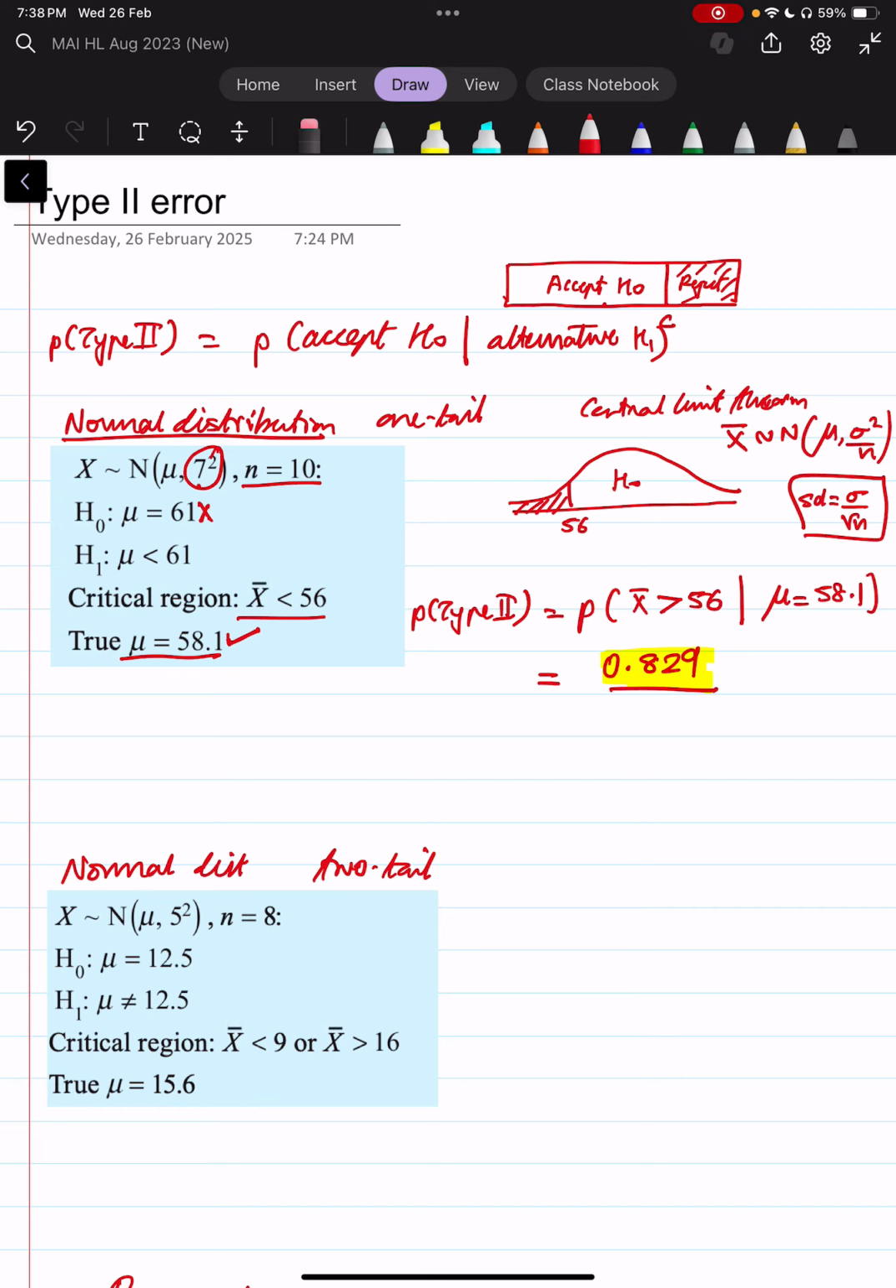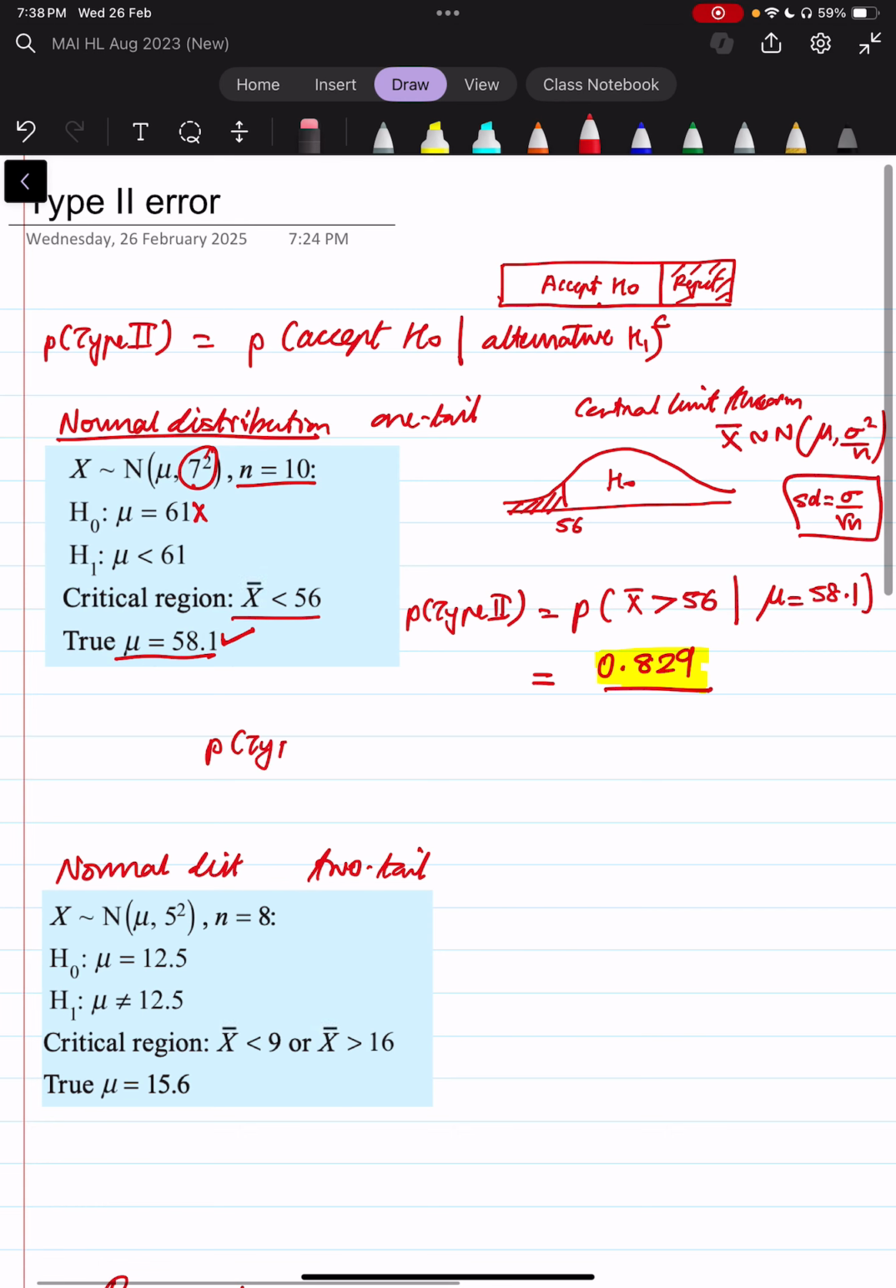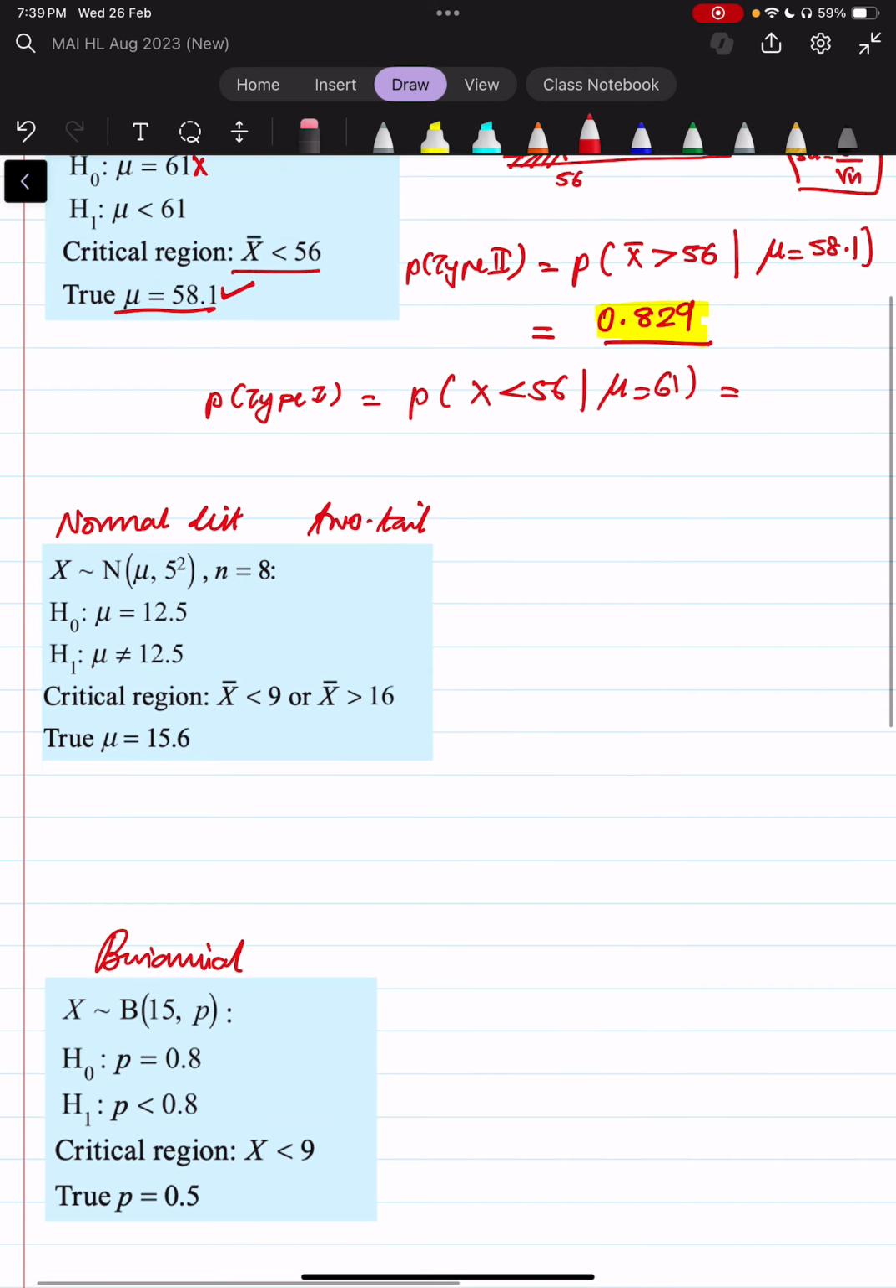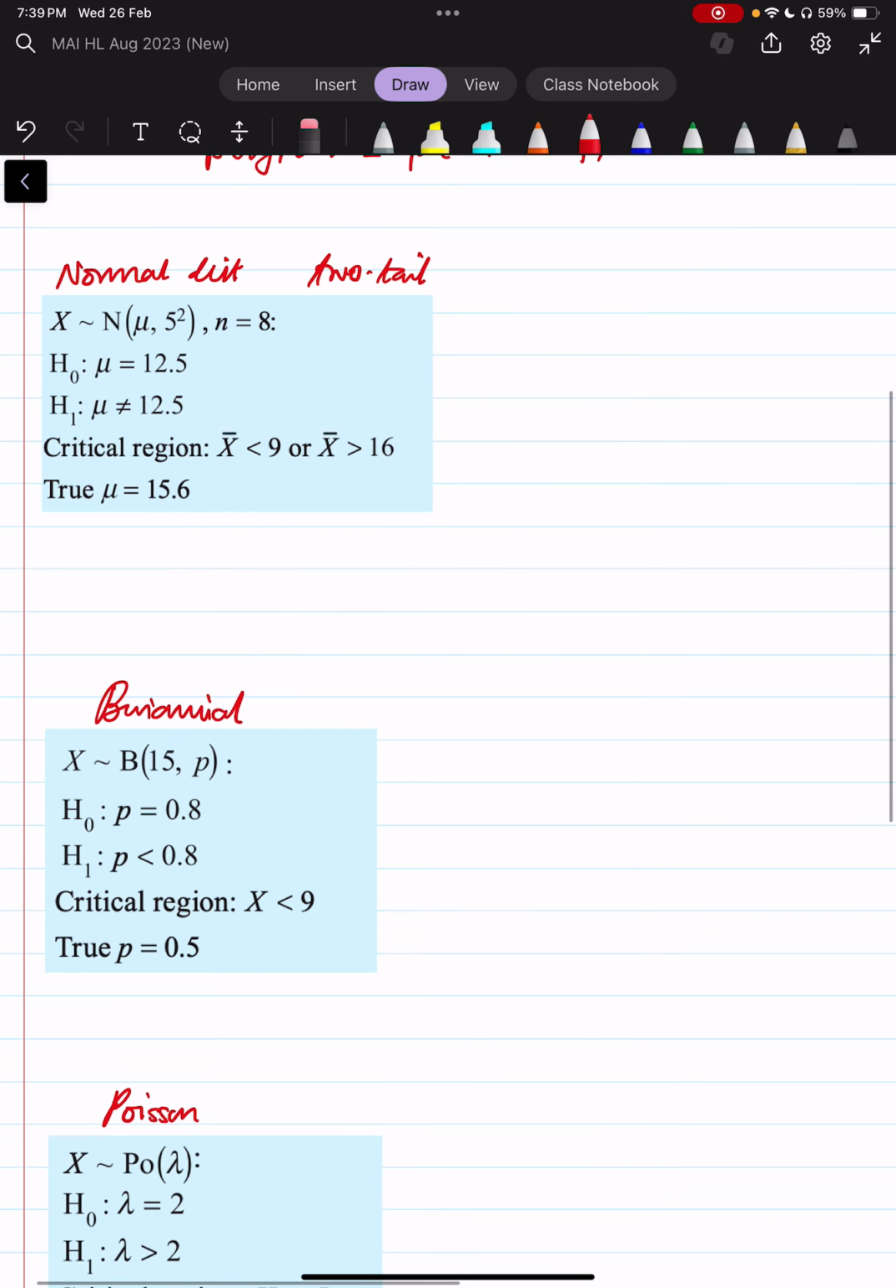If they ask you in the same sum what the probability of type 1 error is, what will you do? For type 1 error, for the same sum, you will find the probability that your x bar is less than 56, given that the mean is 61. That will give you the type 1 error. So that's how you will be doing it. Simple as that.